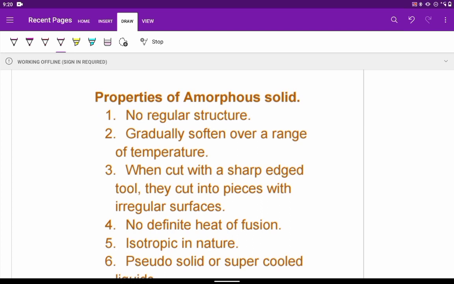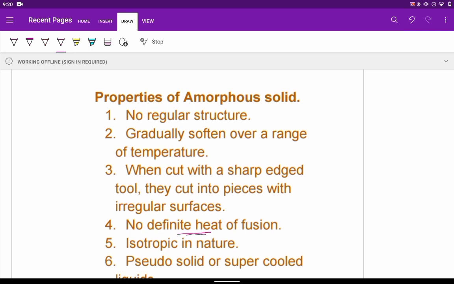When they are cut with a sharp edge tool, they cut into pieces with irregular surfaces. The arrangement of particles is randomly disordered. So when they are cut, we get irregular surface. They have no definite heat of fusion. Heat of fusion is not definite again because the bond energy to break the bonds may differ, because there is no orderliness. So they do not have a particular or definite heat of fusion.